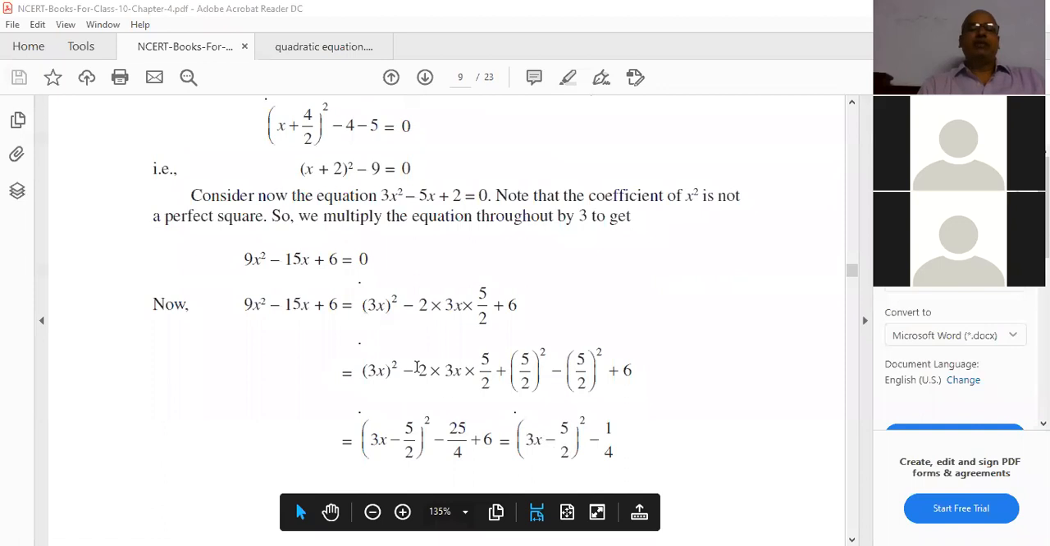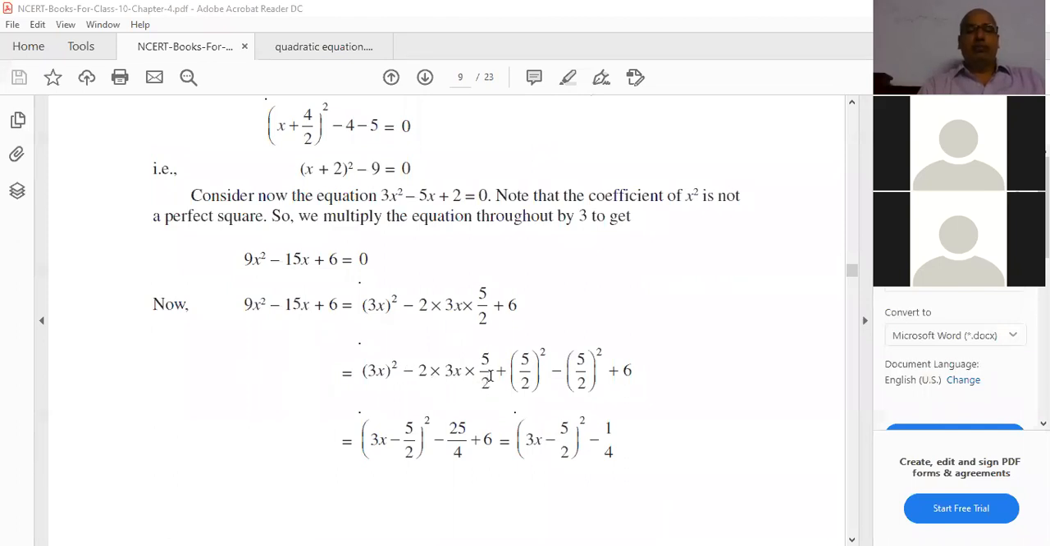Now you see (3x) whole square minus 2 of 3x into 5/2, that is a squared minus 2ab plus b squared. This I wrote extra, b squared. So this I wrote plus b squared, I have to subtract (5/2) whole square also, minus b squared also. This you have to do compulsorily.